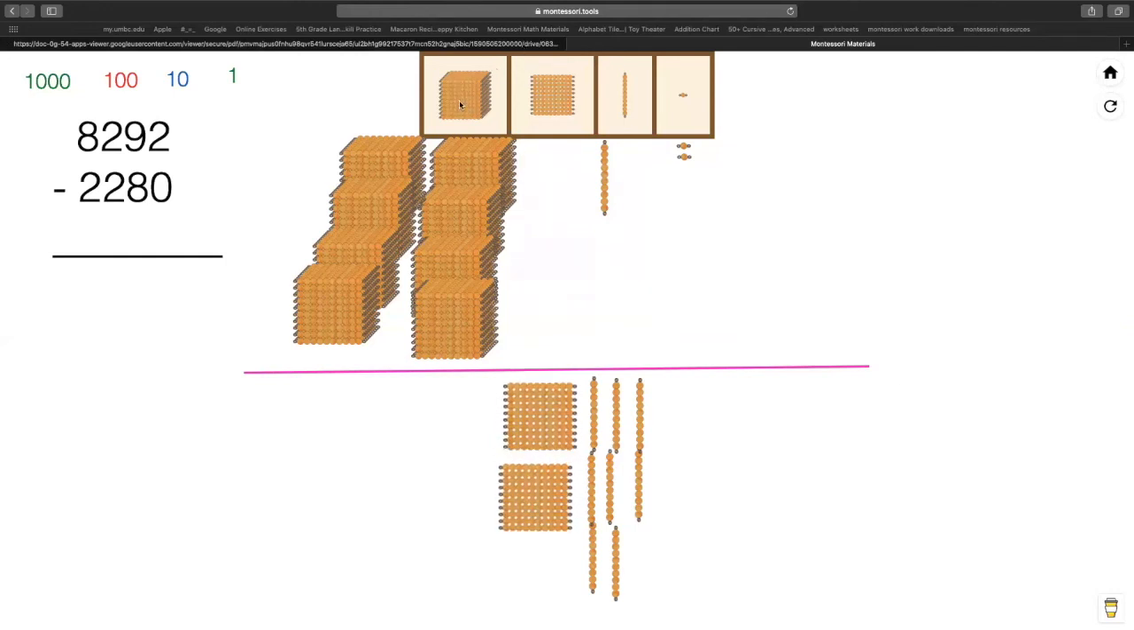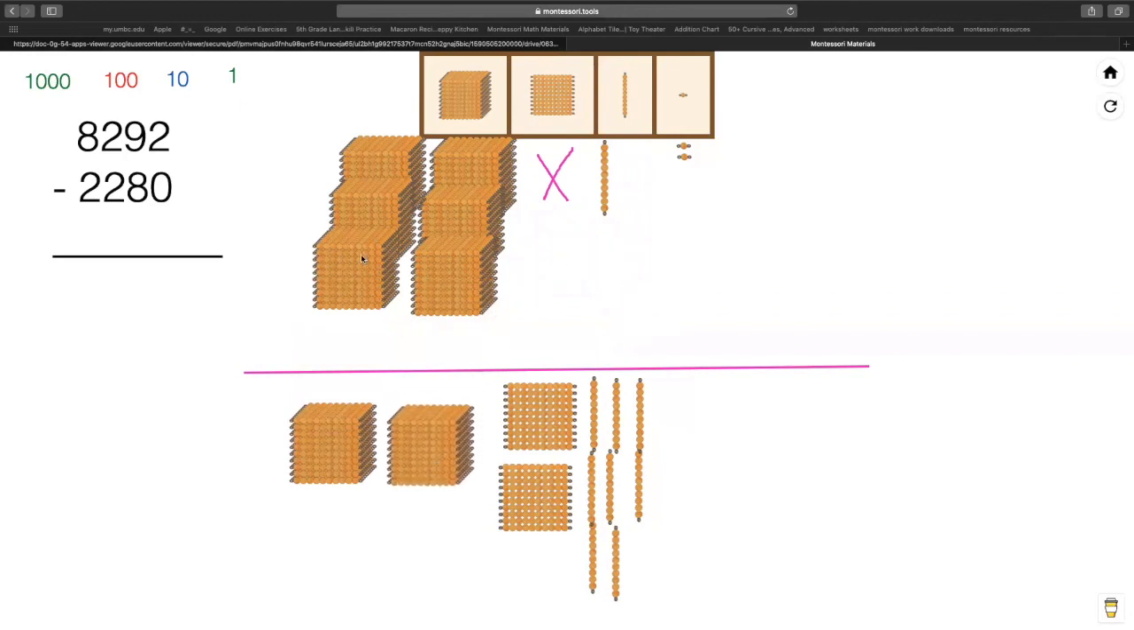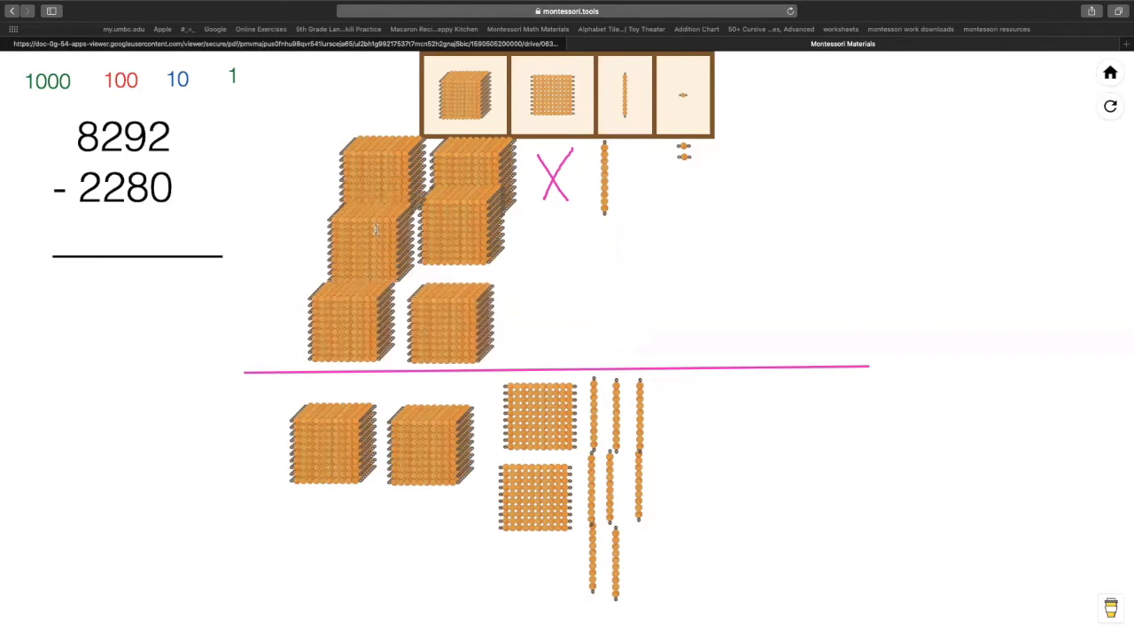That means that I have 0 100s left. And I have to take away 2 1000s. So go ahead and make yours look the same. I know most of you have finished making this number. And go ahead and count. Let me see you counting. How many are left for the answer?